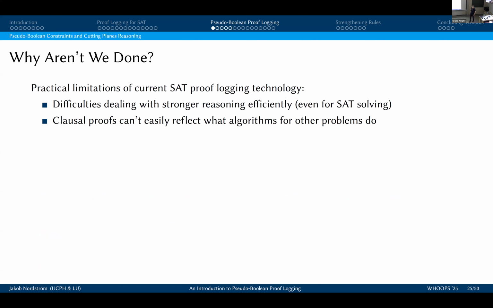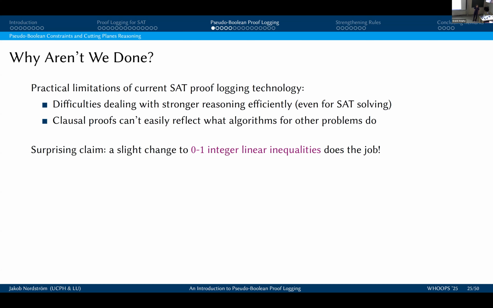Okay, so why aren't we done? We're only halfway through the first lecture, and we're going to keep going a whole day. Well, the problem is that proof logging with just clausal constraints, resolution, and the extended resolution rule turns out not to be quite sufficient to deal with strong forms of reasoning, even for SAT solving. And if you go to stronger types of algorithms, we'll hear about subgraph solving and constraint solving next. Clauses don't really reflect the kind of knowledge that these solvers derive.